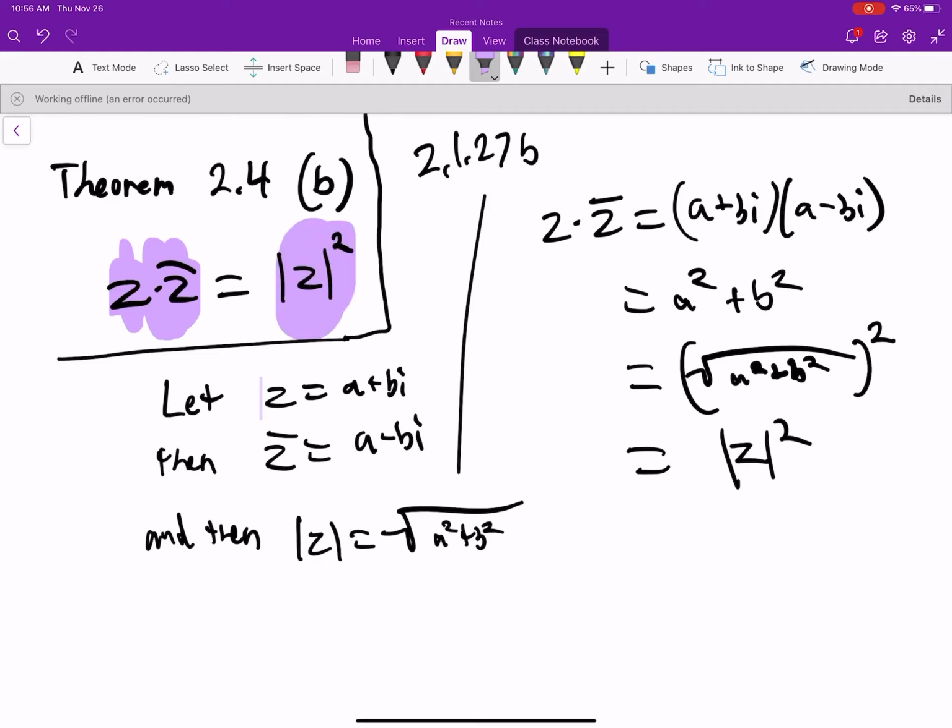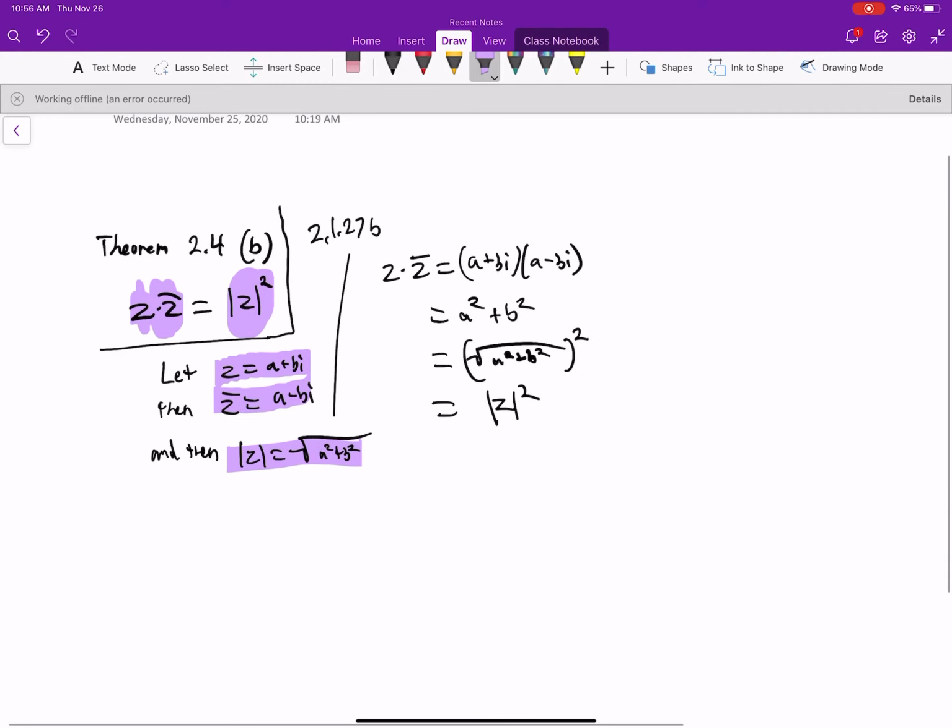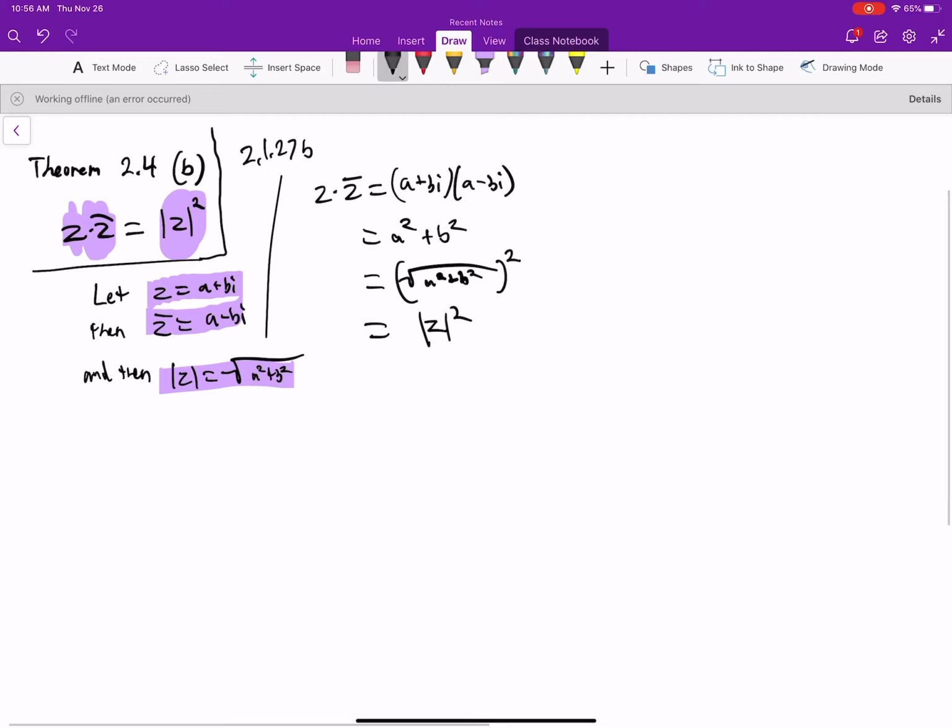So first thing we'll do is we'll just say z is a plus bi, and that means z bar is a minus bi. And then I went ahead and wrote this here, but I don't think that's extremely obvious, so we'll write that down. So let's say z is going to be a plus bi.